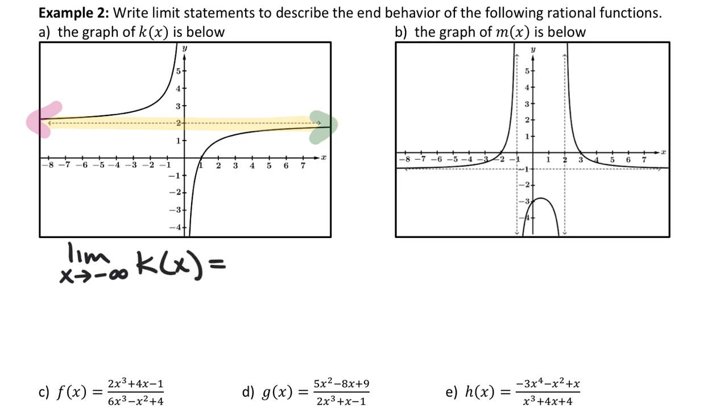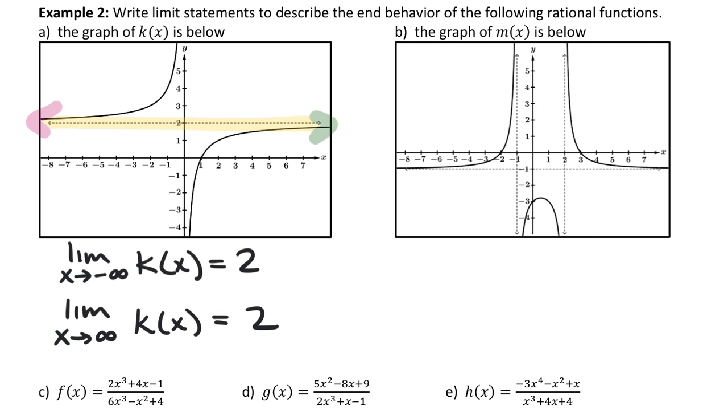And the limit as x approaches infinity for k of x is equal to 2. It's the same on both sides because we have a horizontal asymptote that the graph's getting closer and closer to on each side. We see that?